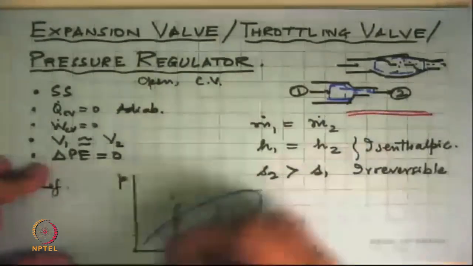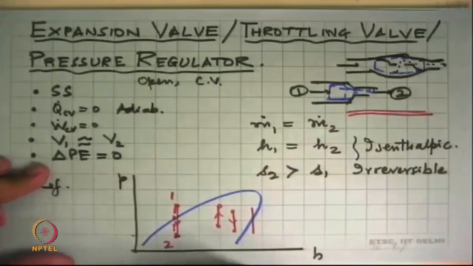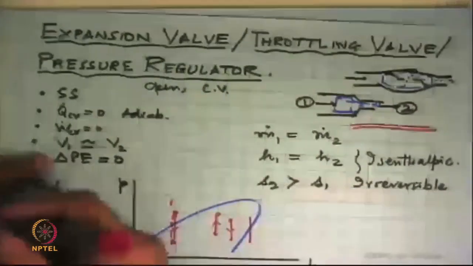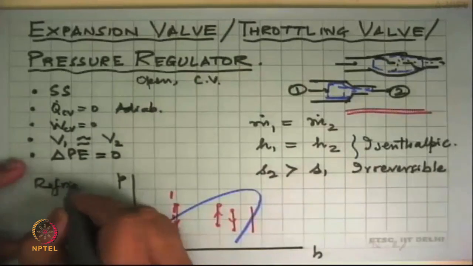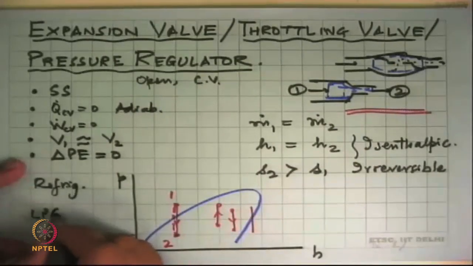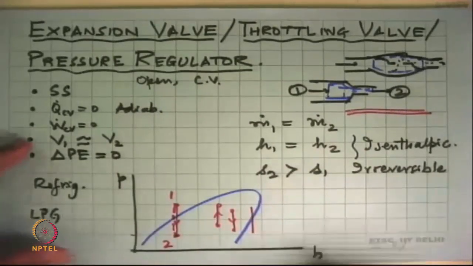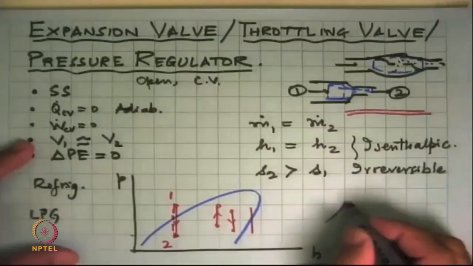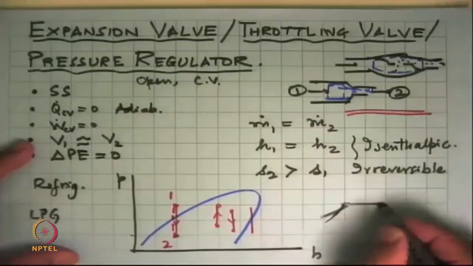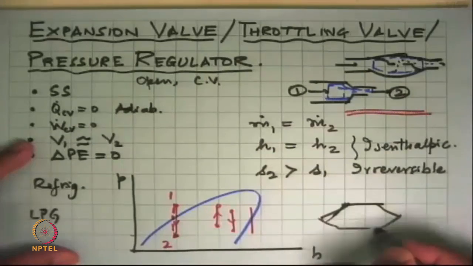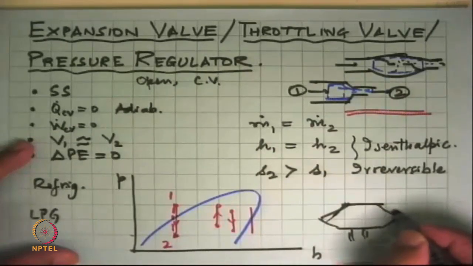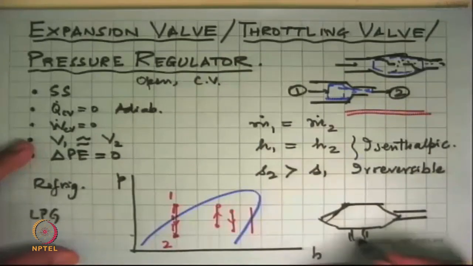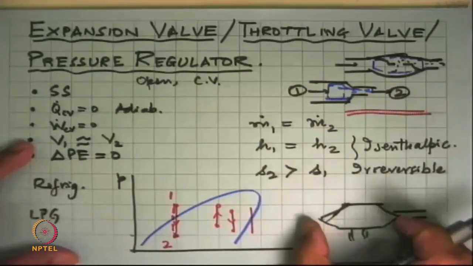So that's what we use throttling for in all refrigeration systems. The second application that you would all have actually seen is your LPG stove. On the top of the cylinder, you have a small device, something that looks like this, attached to the top of the cylinder, and from one side of this, there's a tube going out. That is the pressure regulator.